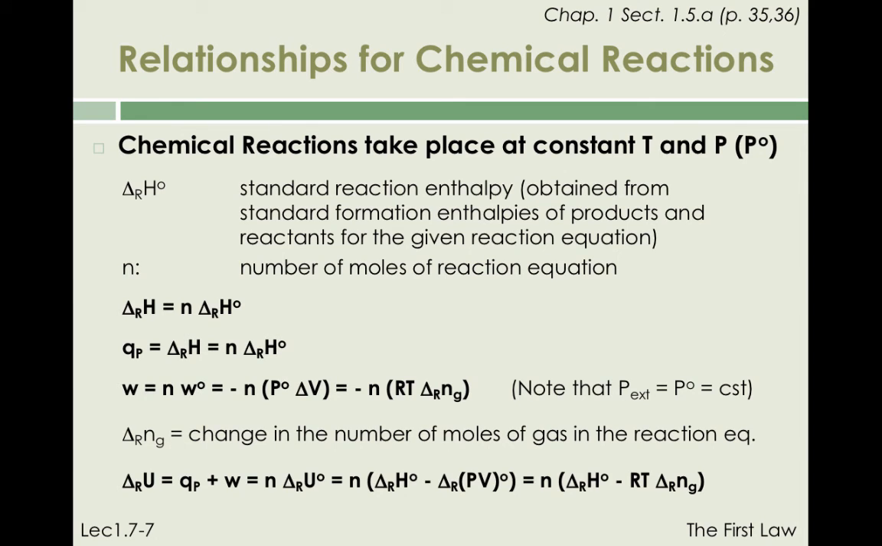Finally, to calculate ΔrU, the change in energy of the system as a result of the reaction, we could write ΔrU equals W plus Q P. Alternatively, we can write ΔrU as the number of moles of reaction equation times ΔrU standard. ΔrU standard is actually expressed as ΔrH standard minus ΔrPV standard. ΔrPV standard can be written as RT Δn gas.